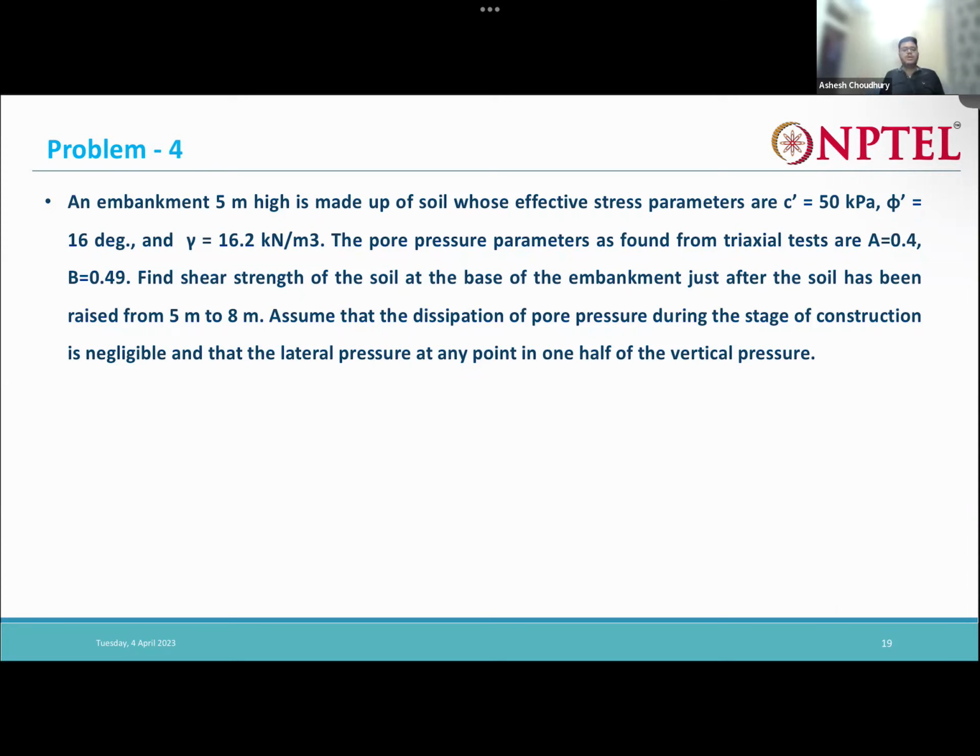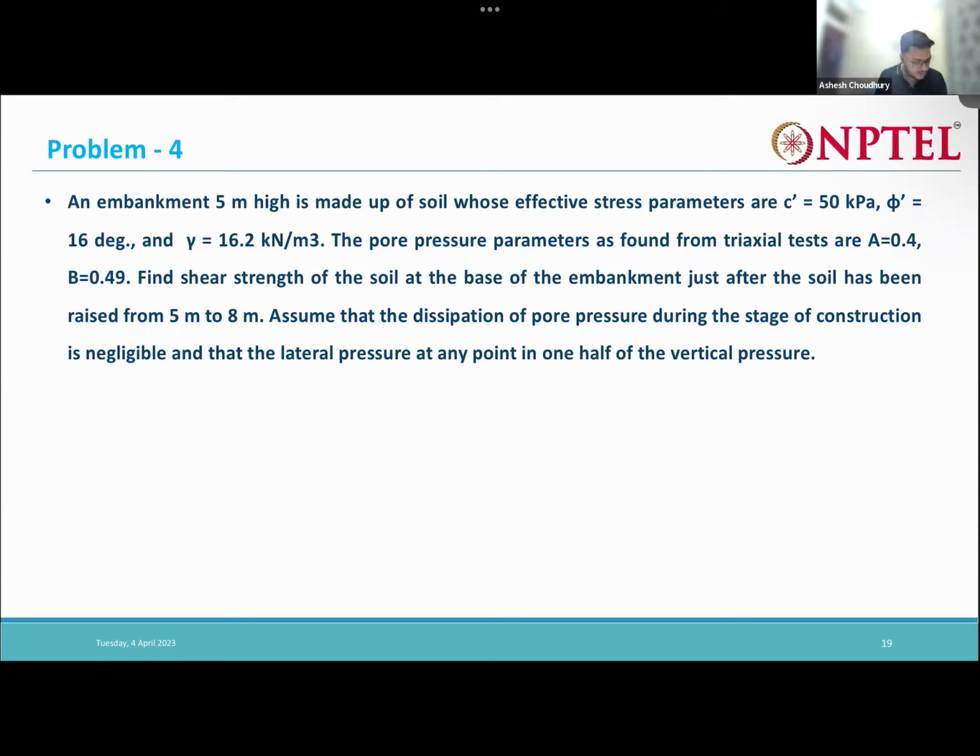Now, can you tell me, is the soil completely saturated or not? Or is the soil partially saturated? This embankment soil, is it completely saturated, or is it not completely saturated? This is the question. Not completely saturated. Why not completely saturated? Because B is not equal to 1. Yeah, as B is not even close to 1, that soil is not completely saturated.